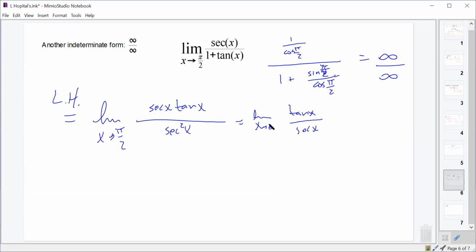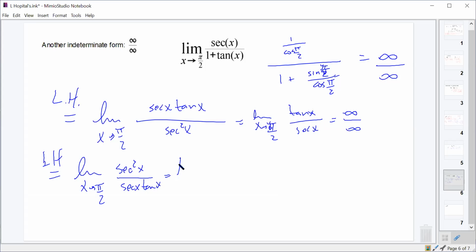Well, as x goes towards pi over 2, tangent of pi over 2 is infinity. And secant of pi over 2 is also infinity, isn't it? So what would I need to do? Do it again. Derivative. All right, we could do it again. So using L'Hopital's rule, this is going to be the limit as x approaches pi over 2 of, well, the derivative of tangent is secant squared over secant tangent, which is just, I don't know, something's up with my pen right now.